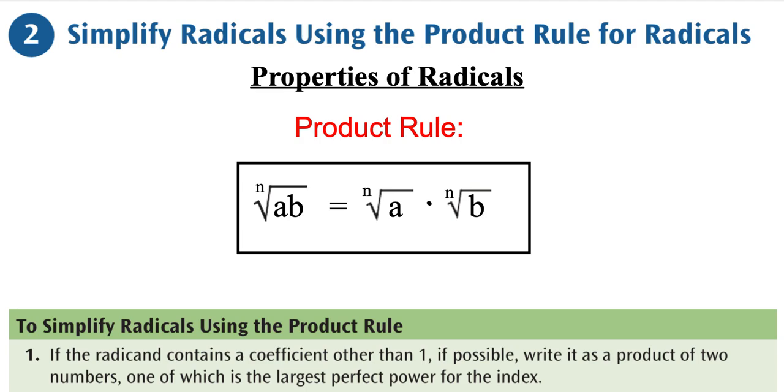So if we have several things being multiplied underneath the radical, such as this right here, we can split it to have each of those variables or each of those numbers. That's called the product rule.